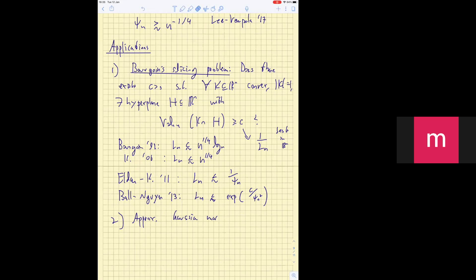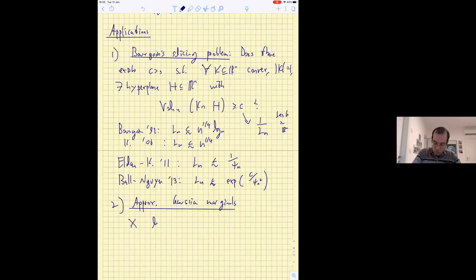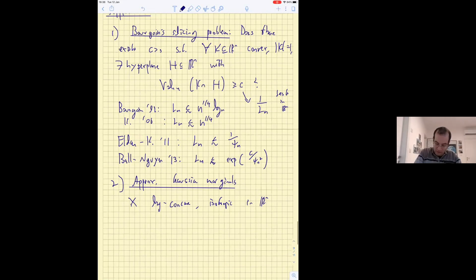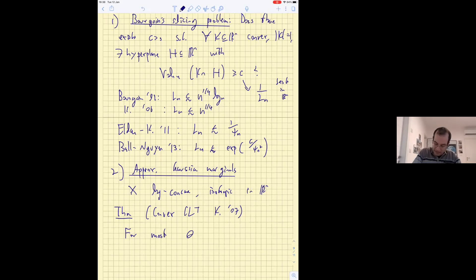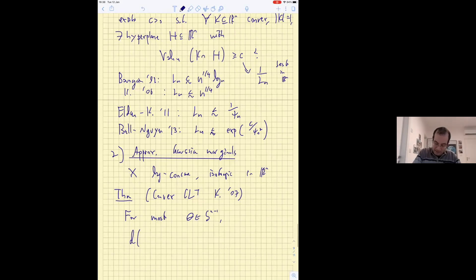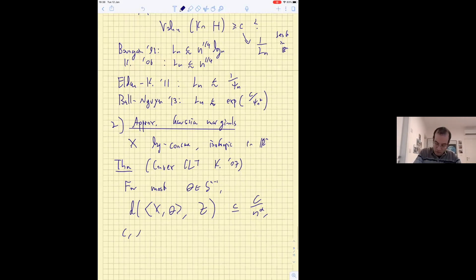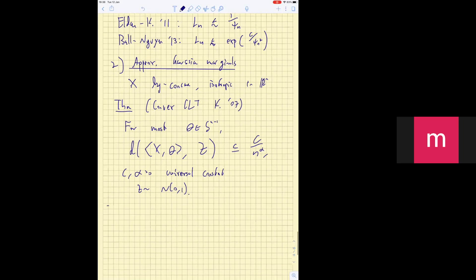Okay, so now we know that this isotropic constant is at most n to the epsilon. So if X is log-concave isotropic in R^n, then there is a theorem, the convex central limit theorem, which says that for most unit vectors theta in the sphere, the Kolmogorov distance of X theta and a standard Gaussian is at most C over n to the alpha, where C and alpha are universal constants.